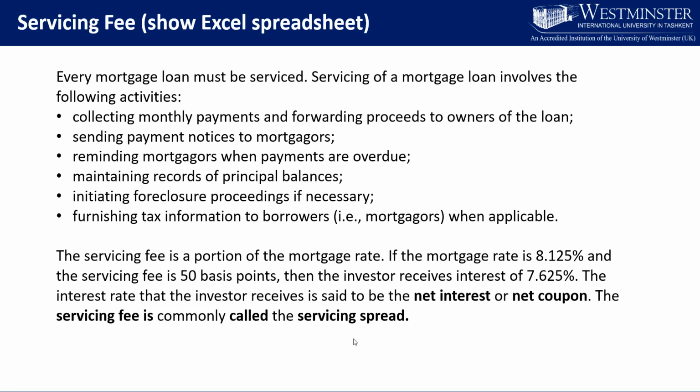Now, the servicing fee is a portion of the mortgage rate. It's subtracted from the mortgage rate. If the mortgage rate is, for example, 8% and the servicing fee is 50 basis points, then the investor receives an interest of 7.5%. The interest rate that the investor receives is called net interest or net coupon. The servicing fee is commonly called the servicing spread.